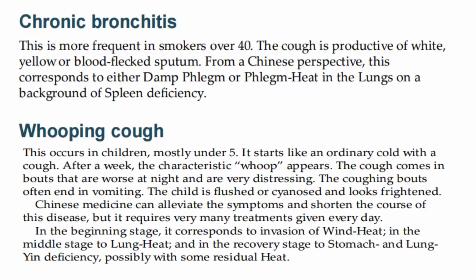Chronic bronchitis is more frequent in smokers over 40. The cough is productive of white, yellow, or blood-flecked sputum. From a Chinese perspective, this corresponds to either damp phlegm or phlegm heat in the lungs on a background of spleen deficiency.